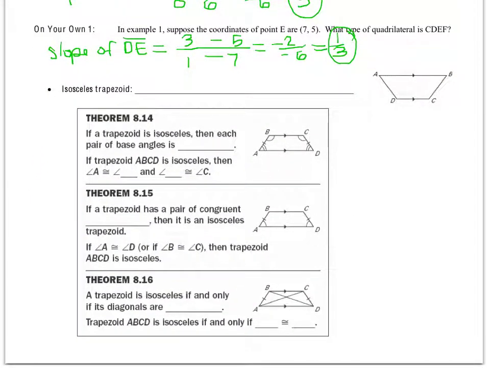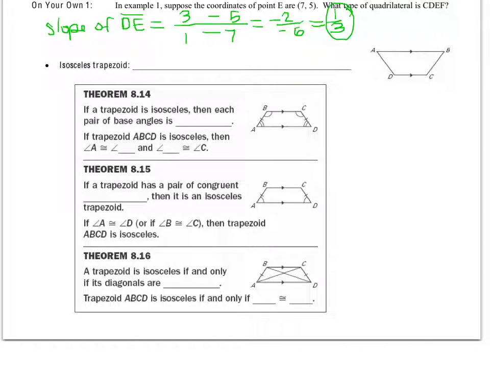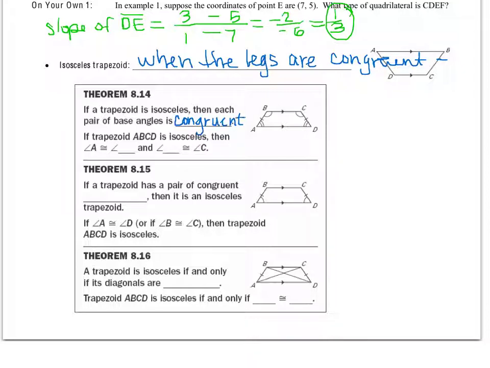So now we're going to talk about an isosceles trapezoid. An isosceles trapezoid is when the legs are congruent. So these two legs are congruent. That makes us have an isosceles trapezoid. So if a trapezoid is isosceles, then each pair of base angles is congruent. So in our picture here, if trapezoid ABCD is isosceles, then angle A is congruent to angle D, and angle B is congruent to angle C.